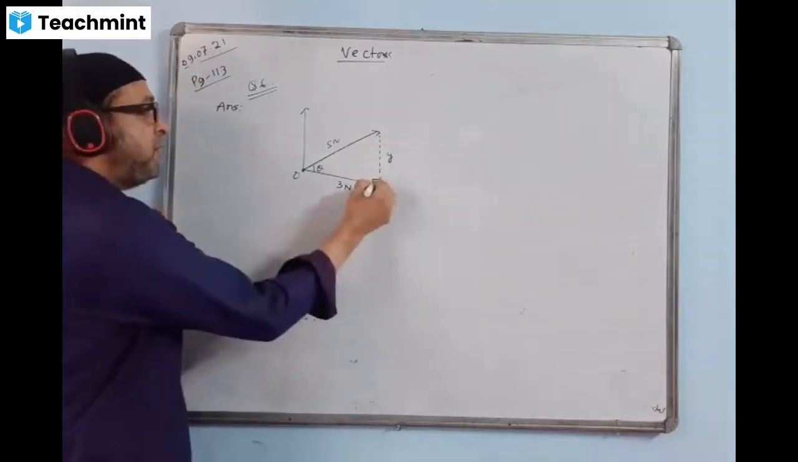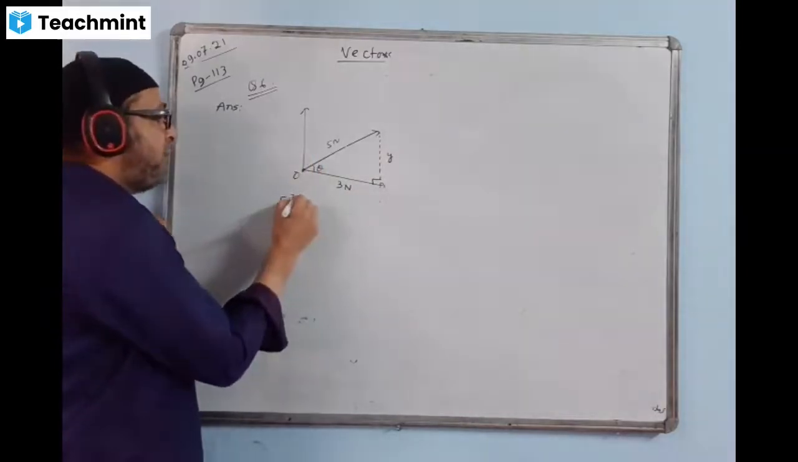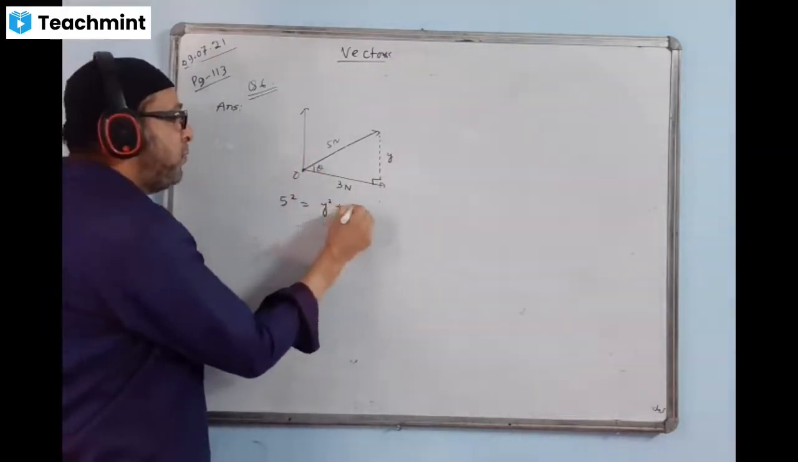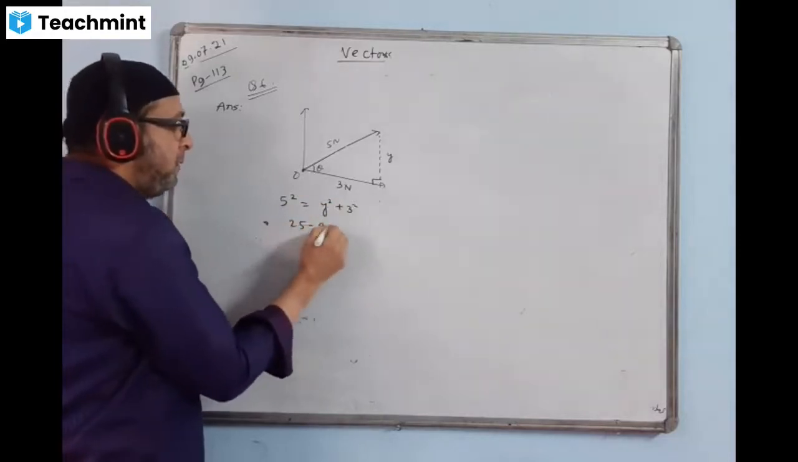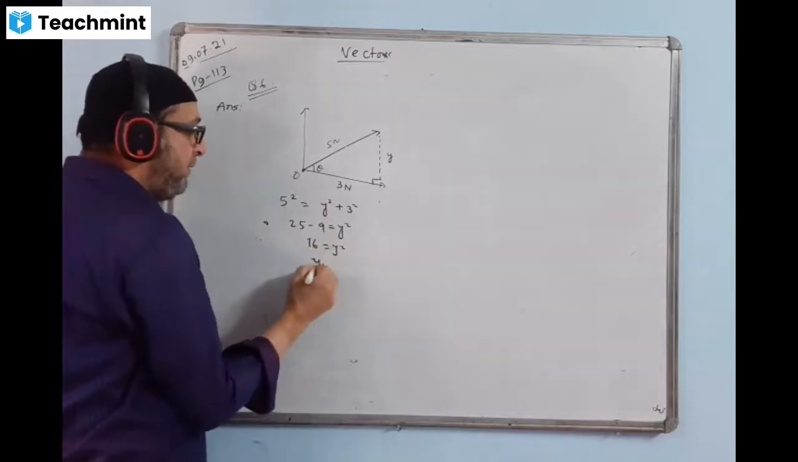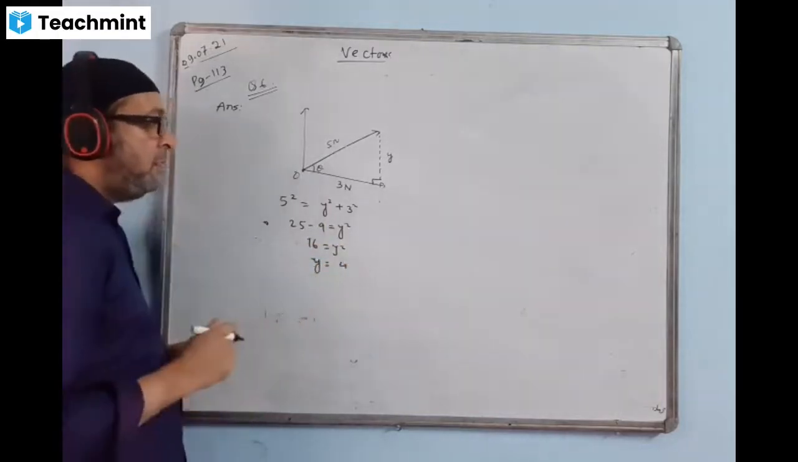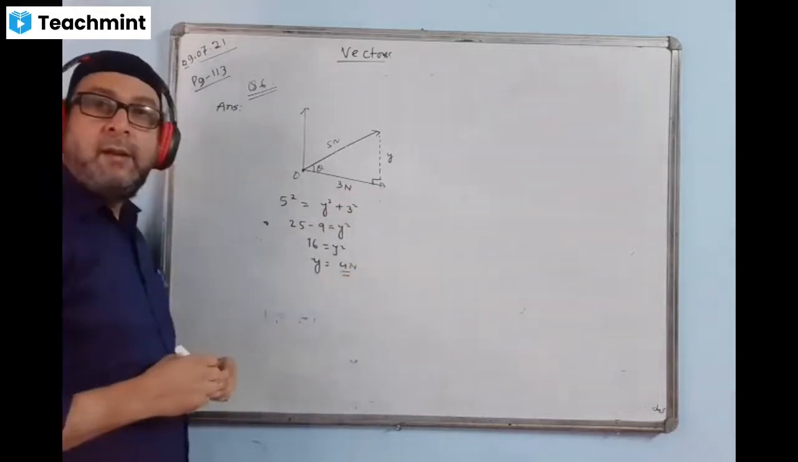Can we use the Pythagoras theorem and find the value of y? So 5 square is equal to y square plus 3 square. This is 25 minus 9 is y square, 16 is equal to y square. Therefore, the y value is coming 4 Newton. That means the other component's answer is 4 Newton.